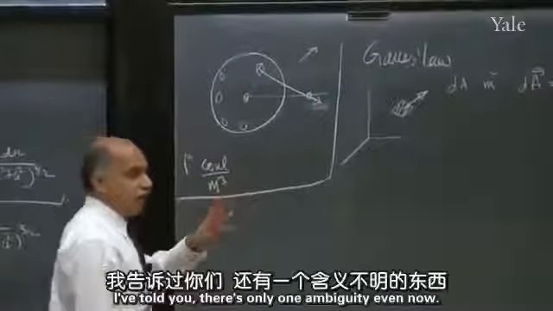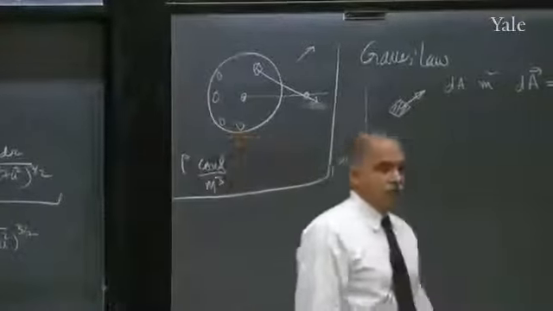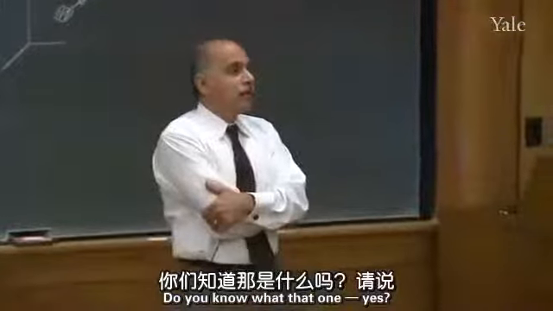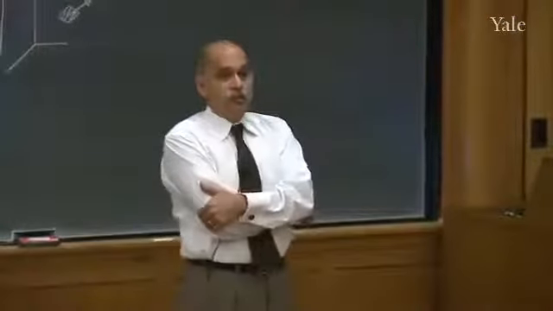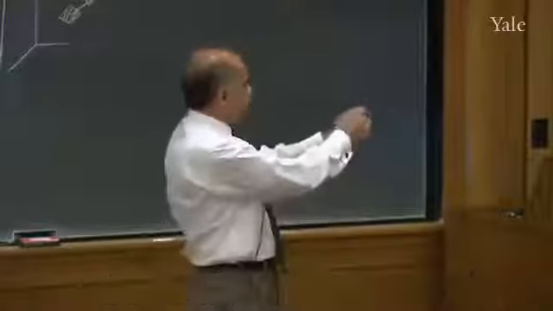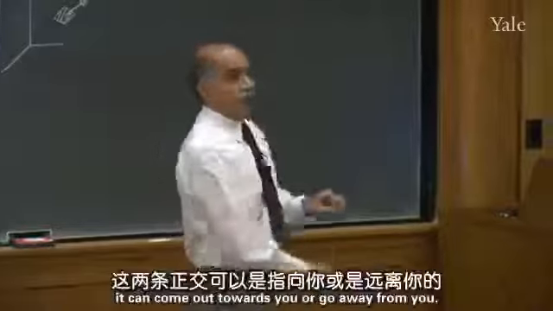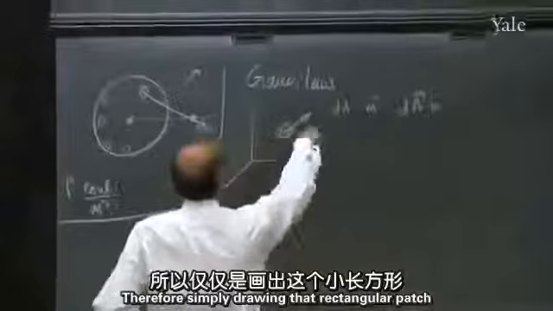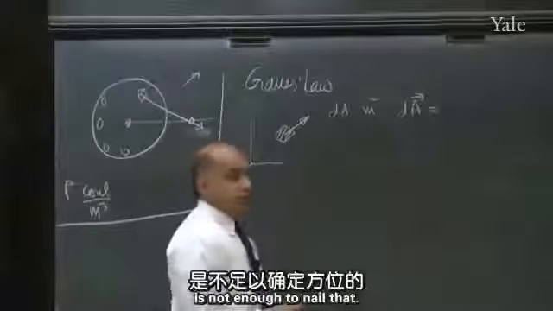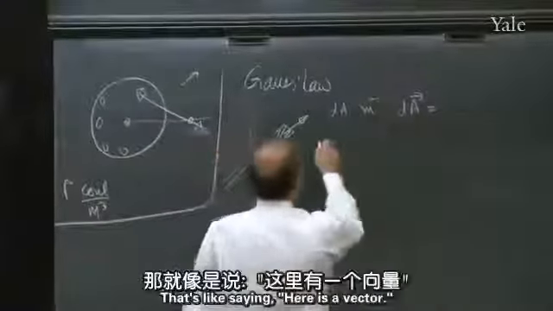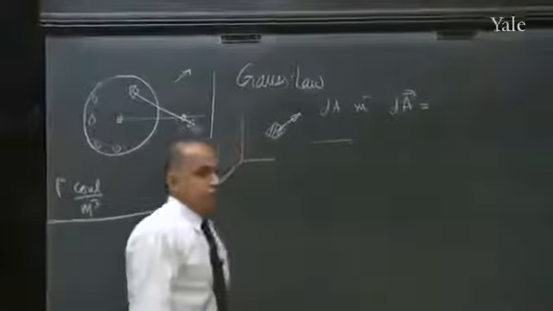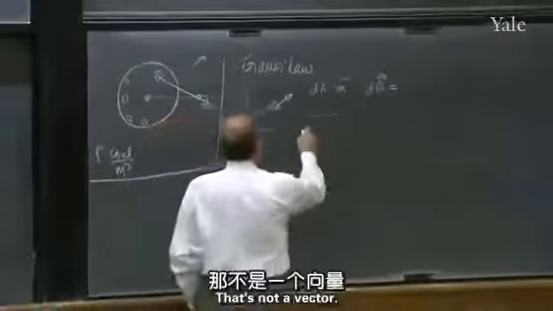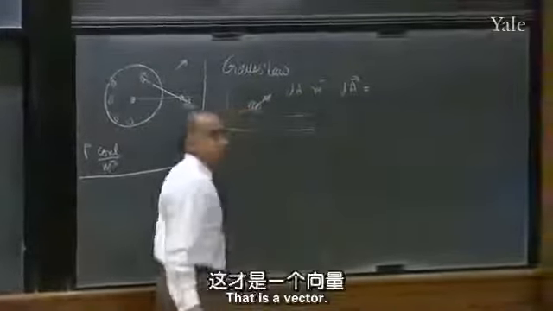I've told you there's only one ambiguity even now. Do you know what that one ambiguity is? There are two normals you can draw to an area, right? If you've got an area like this, it can come out towards you or go away from you. Therefore, simply drawing that rectangular patch is not enough to nail that. That's like saying, here is a vector. That's not enough. Where is the head and where is the tail? That's not a vector. That is a vector.